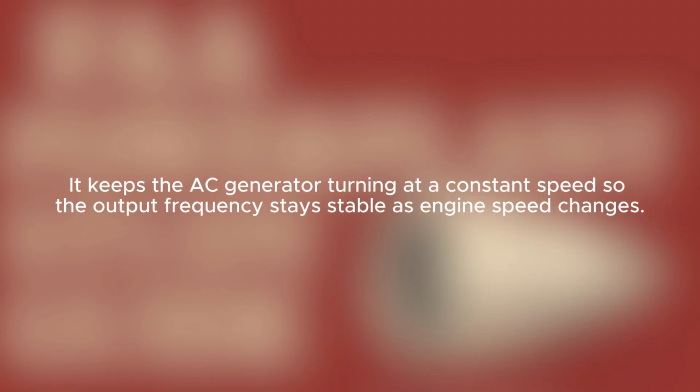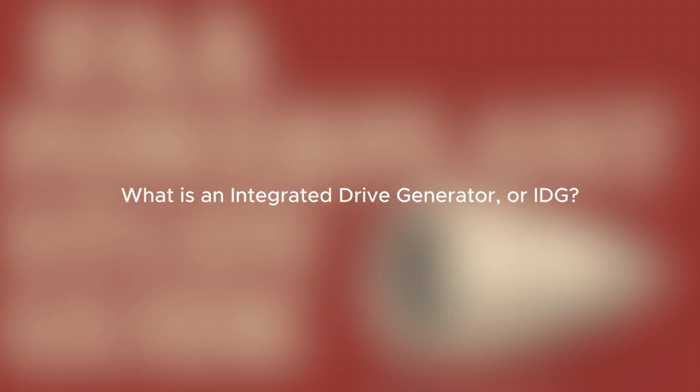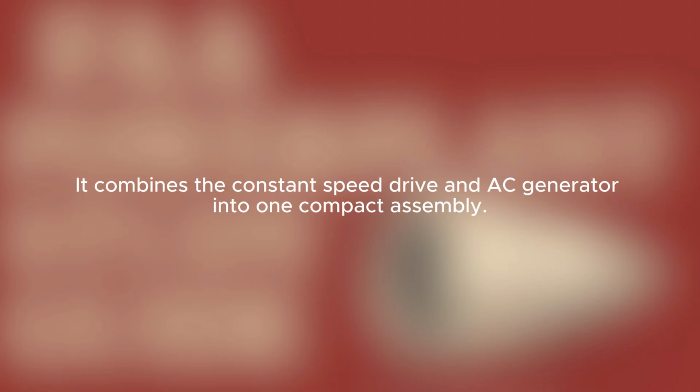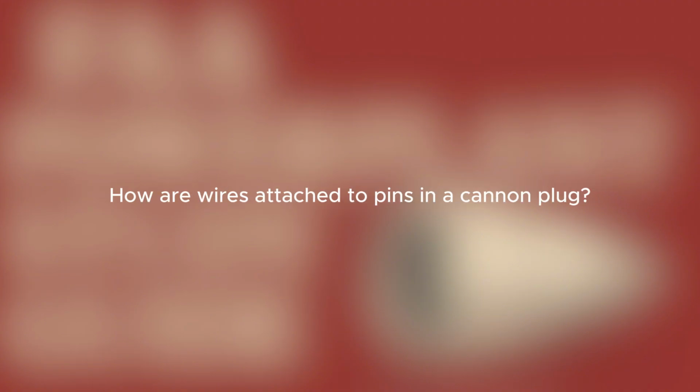What does a constant speed drive, or CSD, do? It keeps the AC generator turning at a constant speed so the output frequency stays stable as engine speed changes. What is an integrated drive generator, or IDG? It combines the constant speed drive and AC generator into one compact assembly.